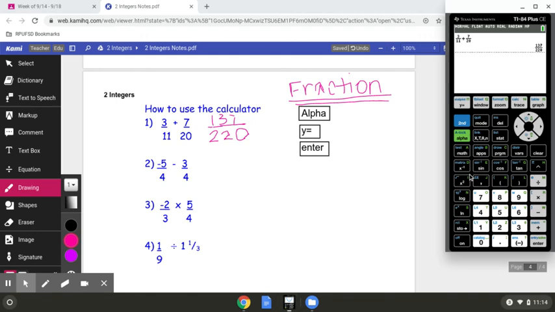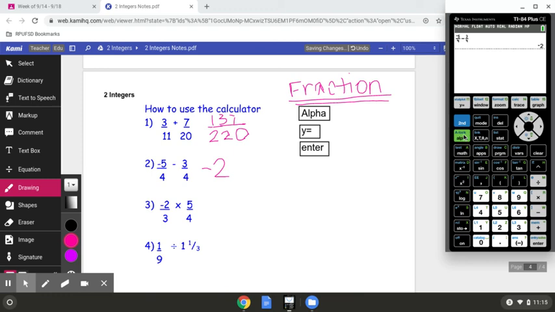So now the next one, alpha, y equals, enter. When you're dealing with that negative, make sure you put negative 5 over 4. We're subtracting, and again, alpha, y equals, enter, 3 over 4. And we get negative 2 here.